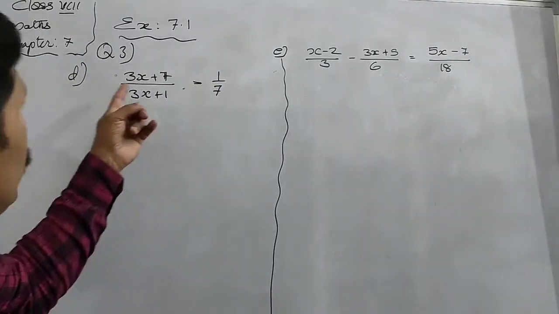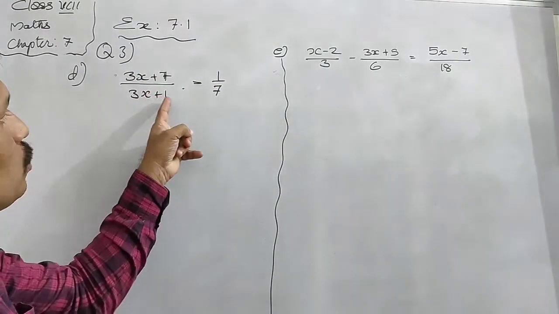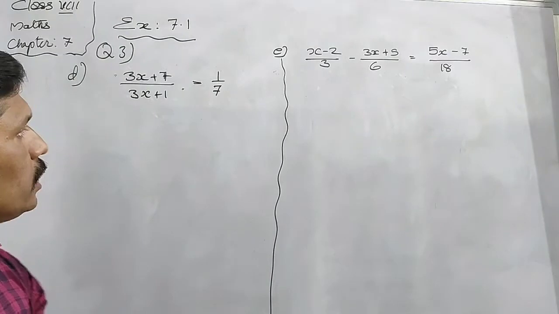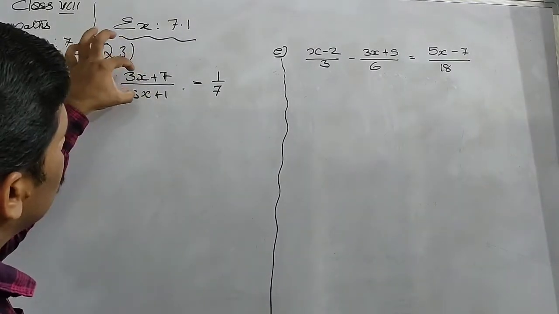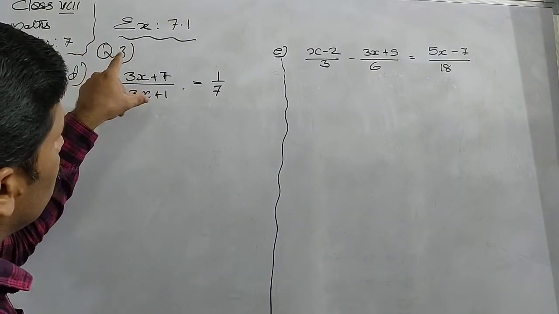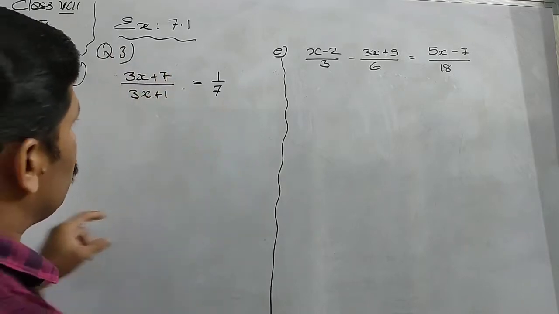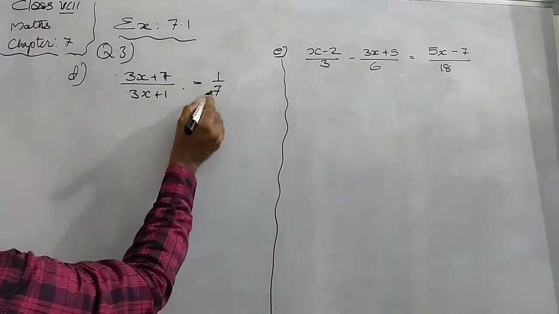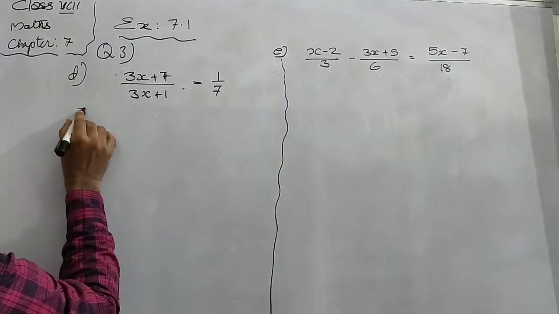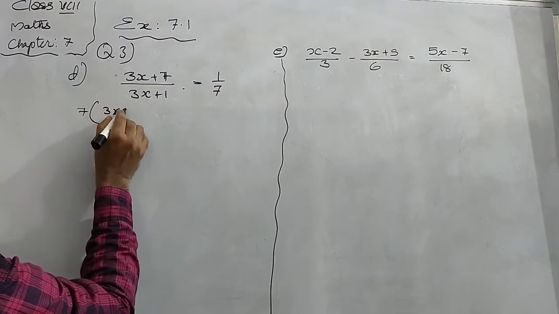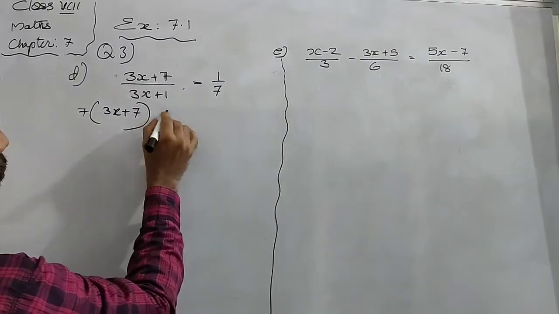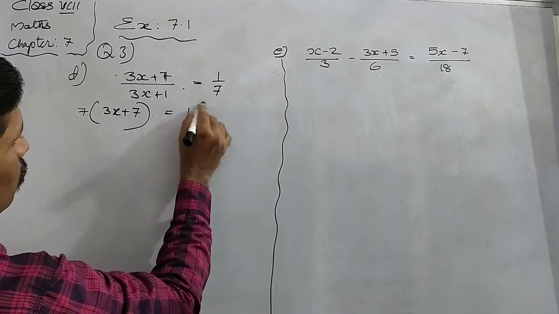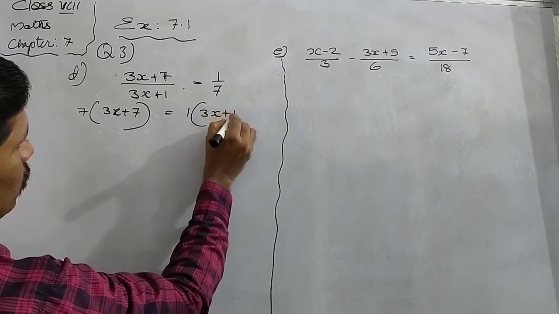D, you see here 3x plus 7 upon 3x plus 1 is equal to 1 upon 7. Here students, we cannot simplify anything. On this side everything is already solved, and now we are cross multiplying. The first step is 7 into 3x plus 7, and that is equal to 1 into 3x plus 1.